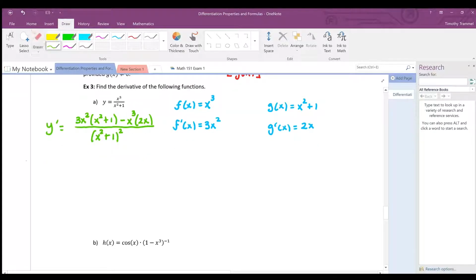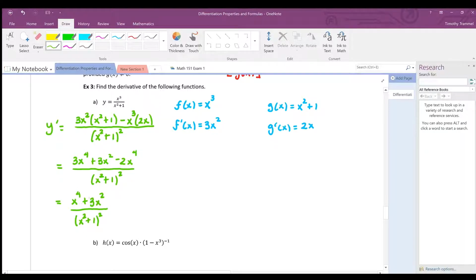Let's do a little bit of simplification. Let's do some distributing. So we'll end up with a 3x to the 4th plus 3x squared minus 2x to the 4th, all over x squared plus 1 quantity squared. Combining the x to the 4th terms will give us an x to the 4th plus 3x squared, and then this is all over, again, x squared plus 1 quantity squared.